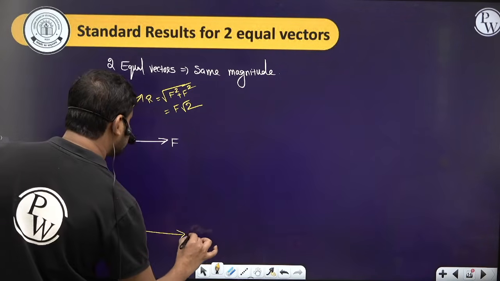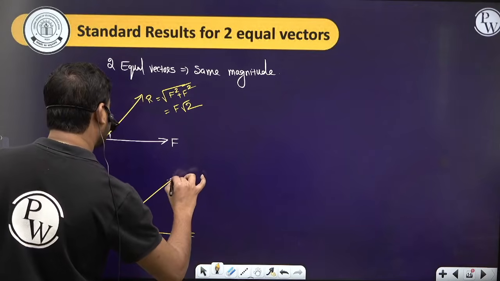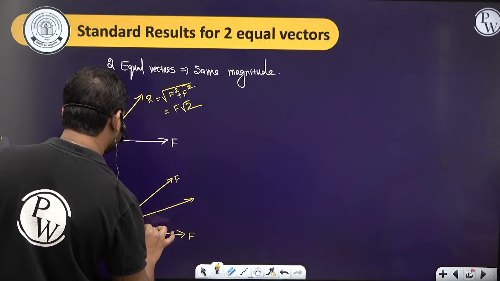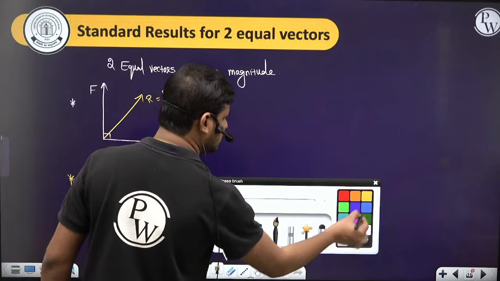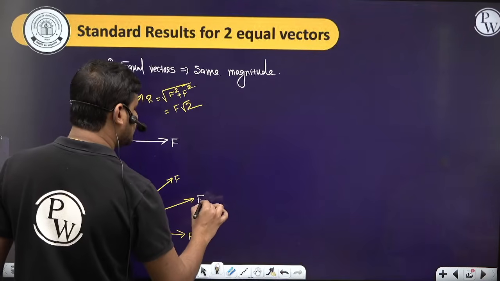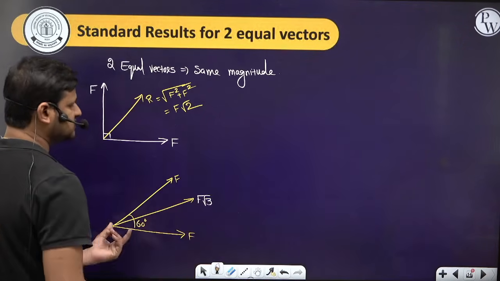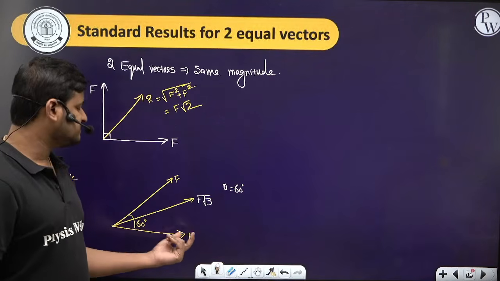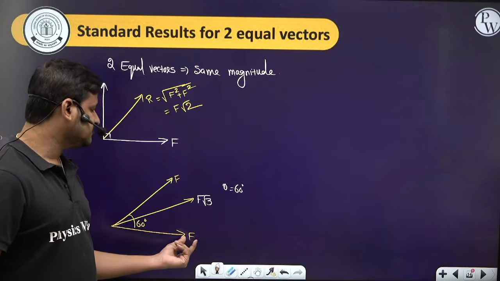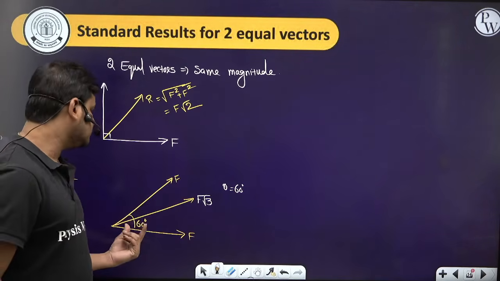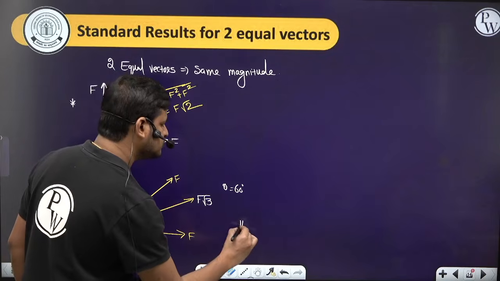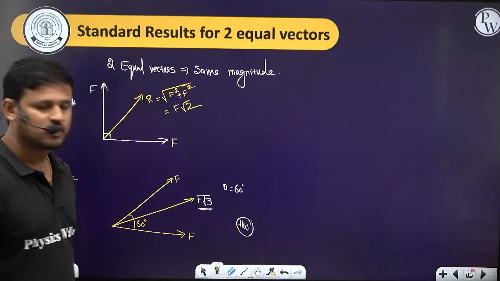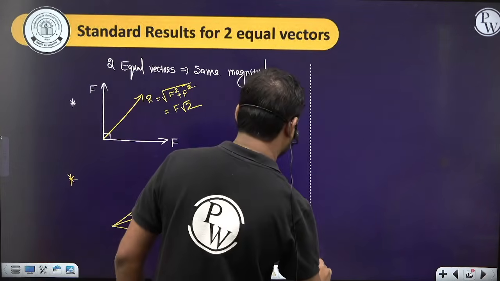And when two vectors have the same magnitude, let's suppose F and F, and the angle between them is 60 degrees, then the resultant comes out to be F root 3. If you want, you can just substitute theta equal to 60 degrees in R equals the square root of A square plus B square plus 2AB cos theta. In that, A is equal to F, B is equal to F, theta is equal to 60, you substitute. Do it as a homework. The resultant comes out to be F root 3. Right? Chalo. That's one more standard result.